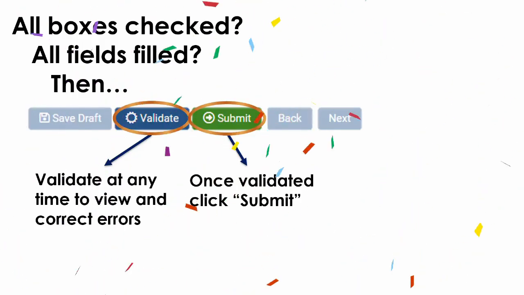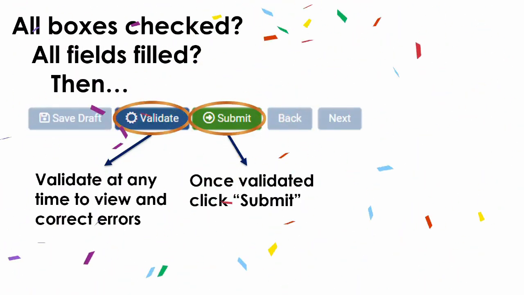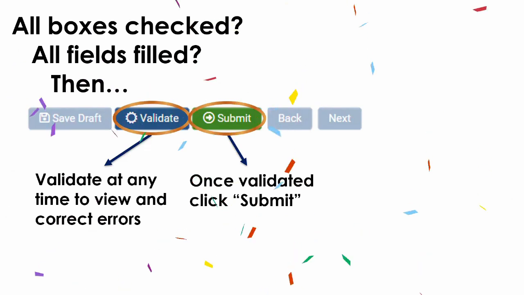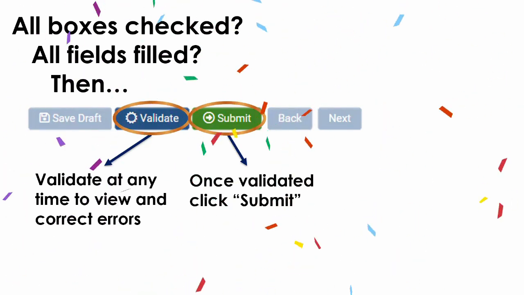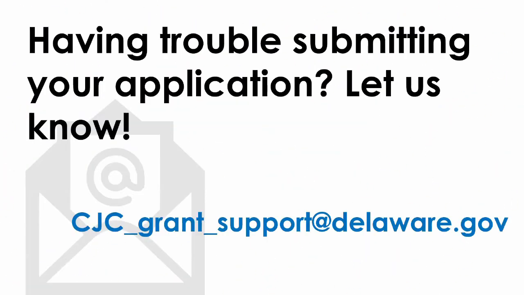And the final reminder here is that a project director or fiscal officer are the only roles that are able to submit your application. If you are experiencing trouble with any aspect of submitting your application, please contact our general help email at cjc_grant_support@delaware.gov.